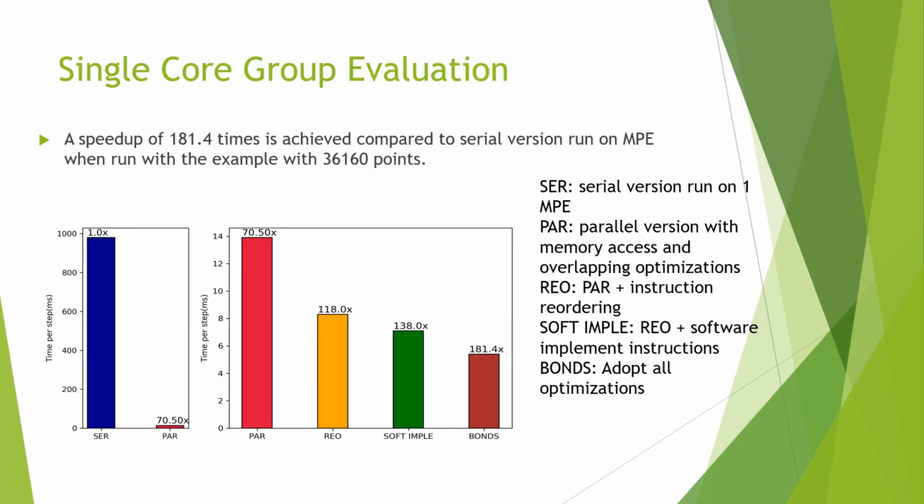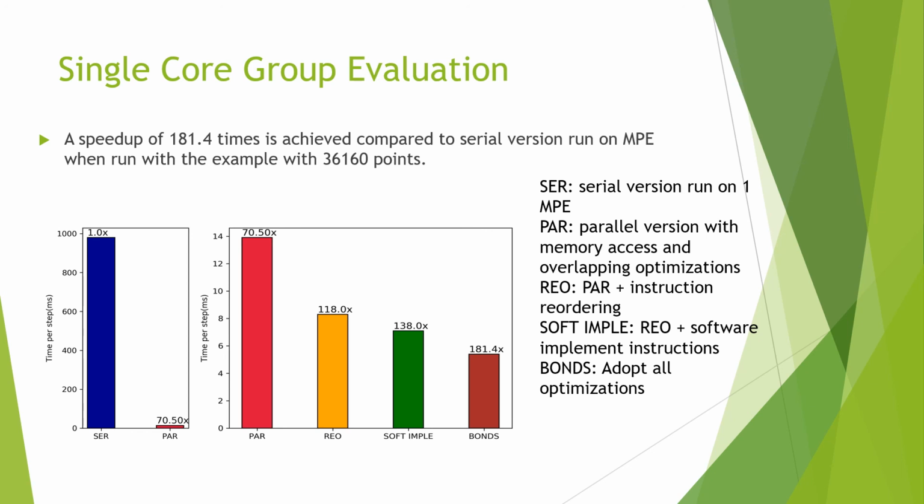First, to evaluate the optimizations, we run 5 versions of our application on one core group of the SW26010 processor with the example with 36,000 points. The serial version denotes the serial version run on 1 MPE, and the parallel version denotes the parallel version with memory access and overlapping optimizations.